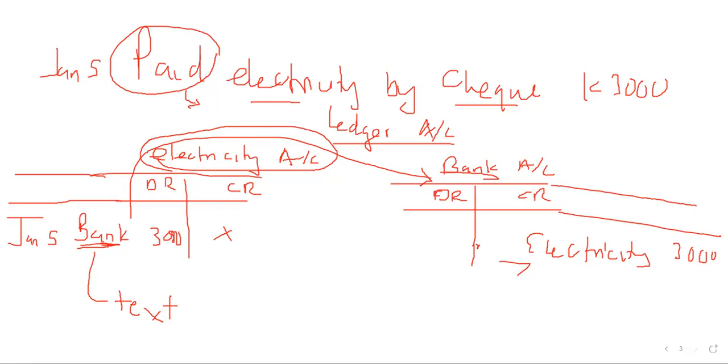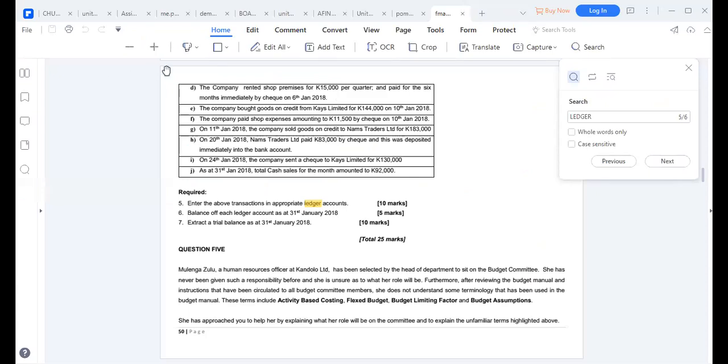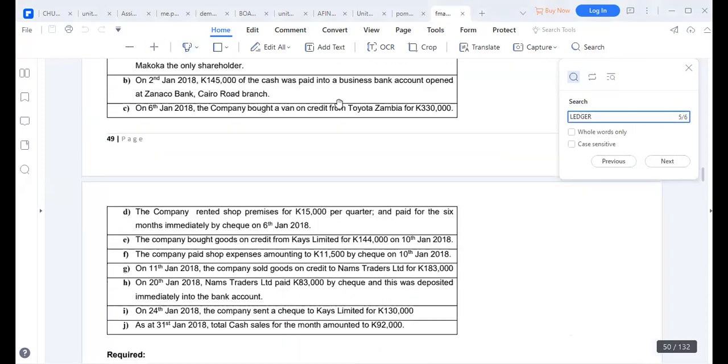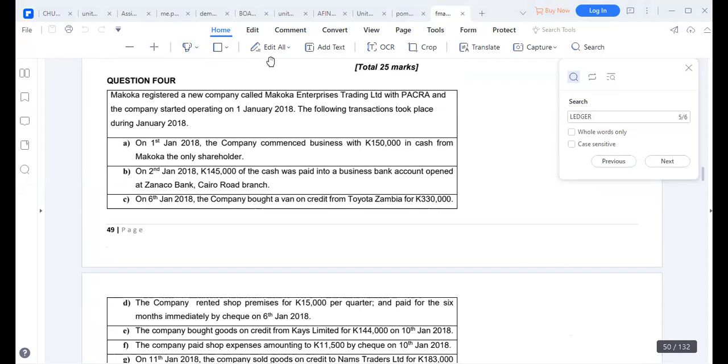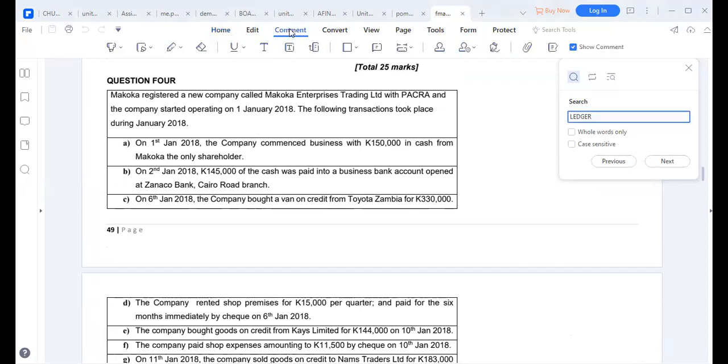Let us look at some examples that we are going to get from the question bank, and then let us do the identification of the accounts, which account to be debited, which account to be credited. Once we're able to do that, then we are very safe on the double entry system. We have this question: on 1 January 2018, the company commenced business with 150,000 kwacha in cash from Makola, the only shareholder, meaning it's like a sole trader.